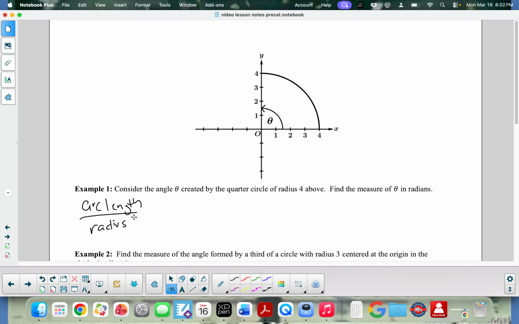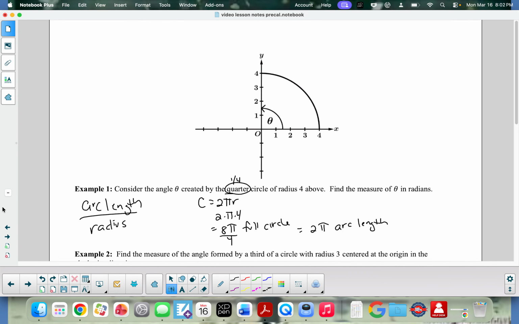In order to find the partial arc length, the partial circumference, the full circumference, 2 pi r, is going to be 2 times pi times 4, which is the radius. So that's 8 pi for the full circle. If I want a quarter of it, I divide by 4, and that's 2 pi. That is literally the length of the arc. So we've done the first part.